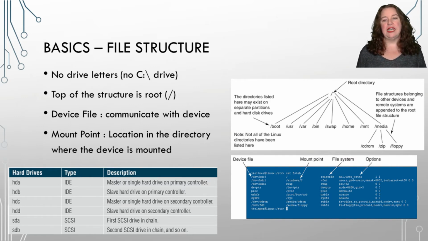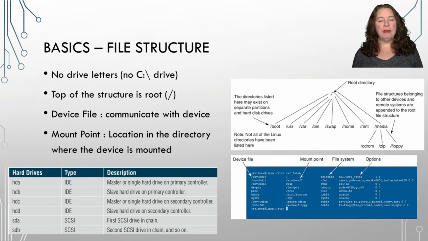You can also see in the listing of the device files here where we have a device file name, where it is mounted, so where it is located, and then the file system that it uses, so what type of file system it is using, and then any other options that need to go with it. And you can look at all of these different things to find out more about your files.